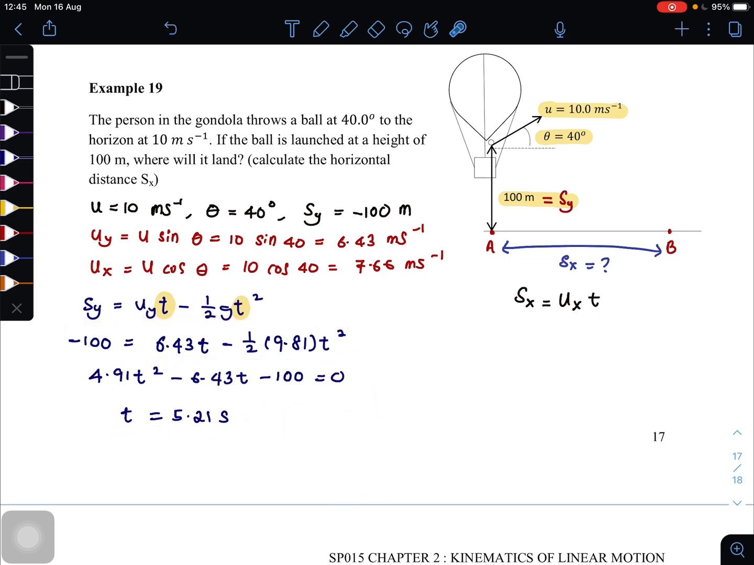Okay, so now that we have the value T, let's just substitute here to get the SX. UX is 7.66 and then T is 5.21. So you get SX is equal to 39.9 meter.